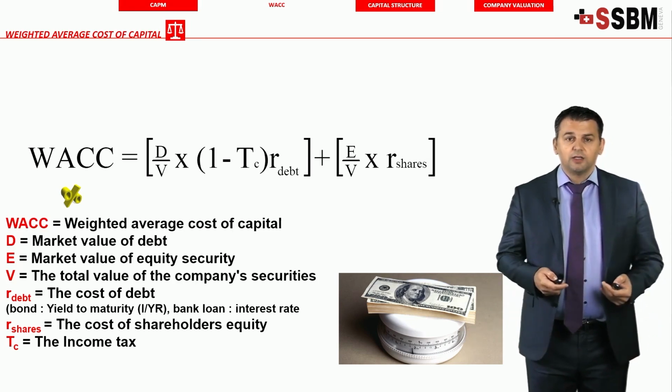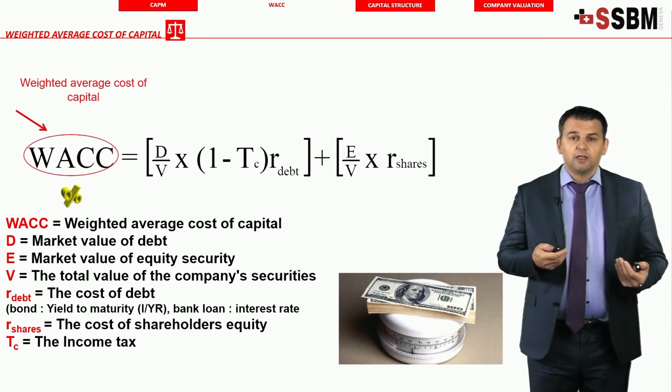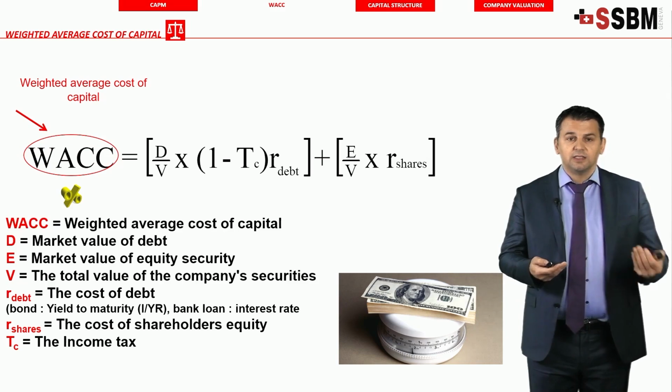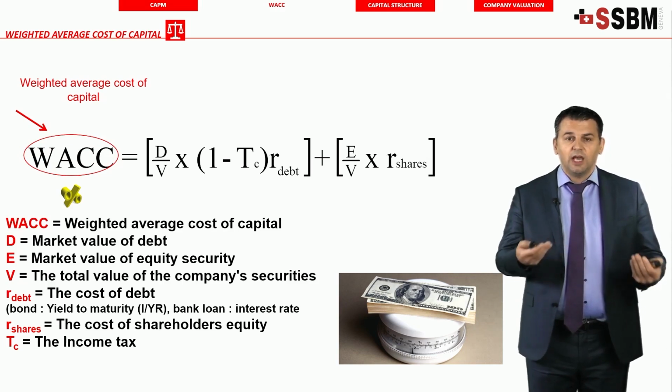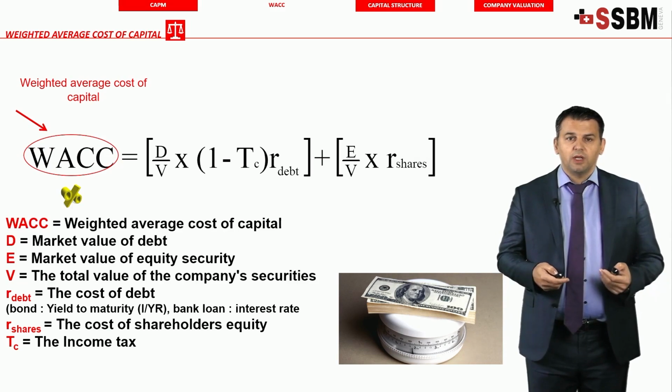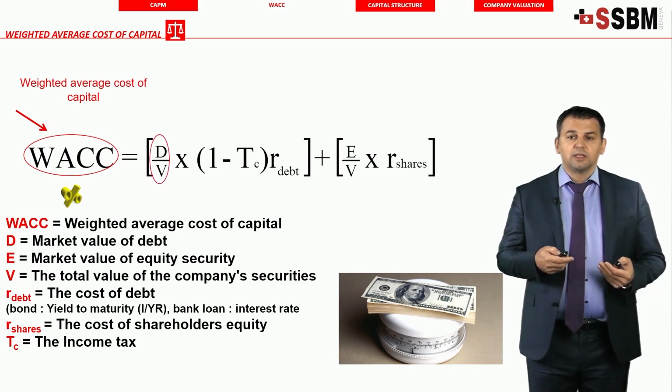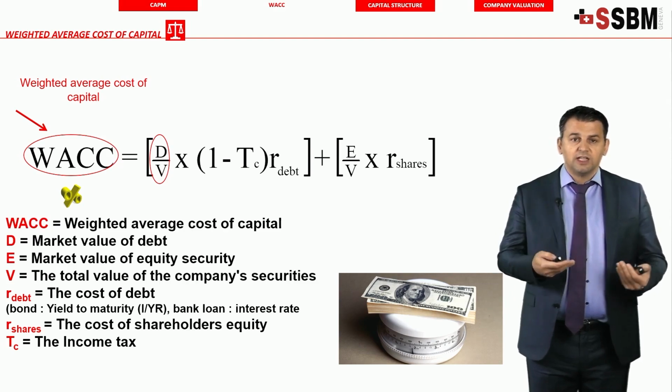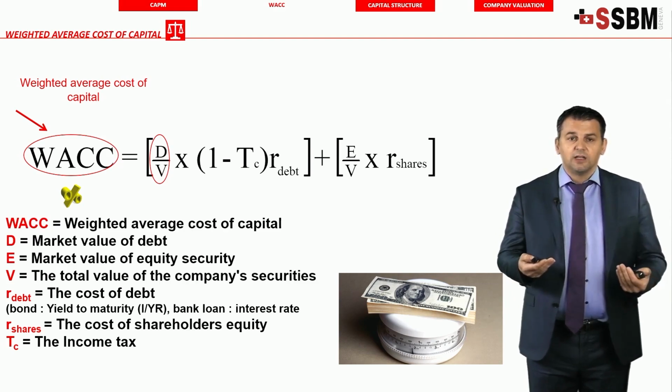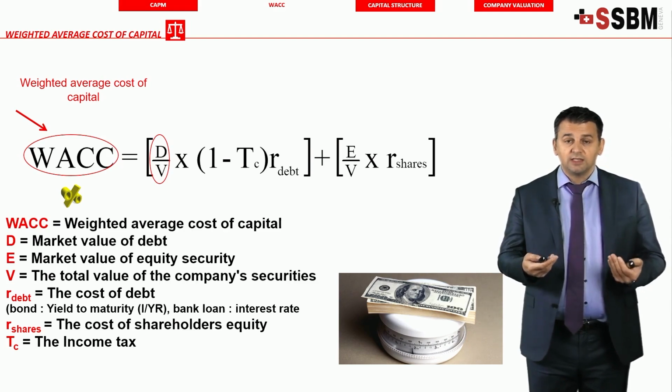In WACC you can identify two different sources of financing: D, debt, bank loans; E, equity. The idea is to calculate the weights, the share or part of the debt within the total financing V. V is equal to what? The total value of component securities. In this case you have two sources of financing: debt plus equity. So V is equal to debt plus equity.